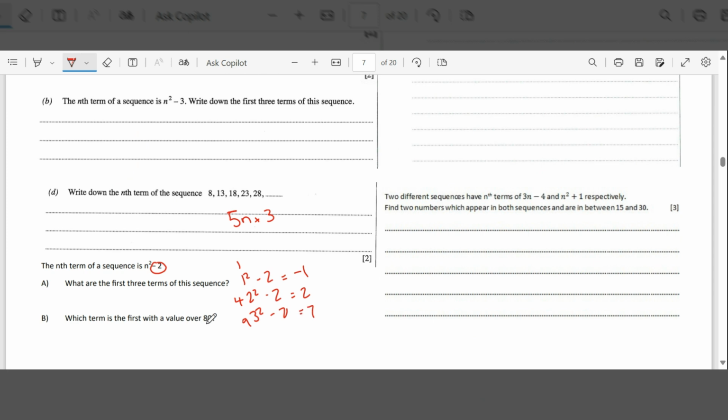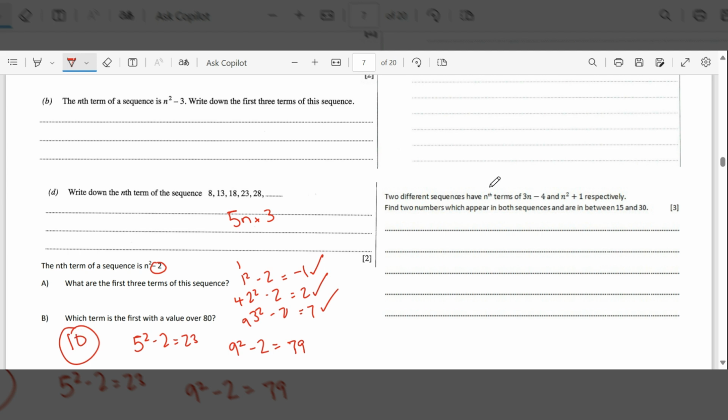Which is the first term with a value over 80? Well, that's not over 80. That's not over 80. We're going to need something a bit bigger than that. So let's jump a little bit and try 5 squared, take away 2. Well, that's only 23. We're still nowhere near over 80. Let's jump to 9. 9 squared is 81, take away 2, that comes down to 79. So not even the 9th term is above 80, but the 10th term would be.